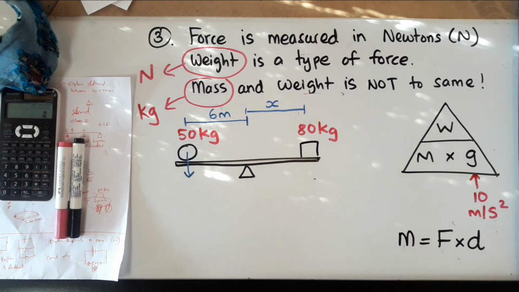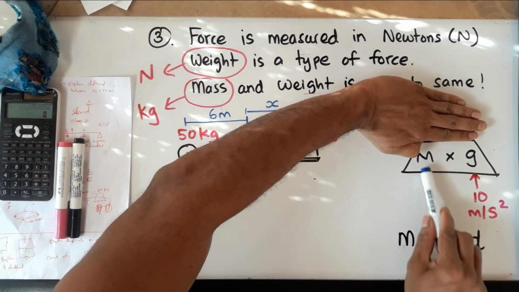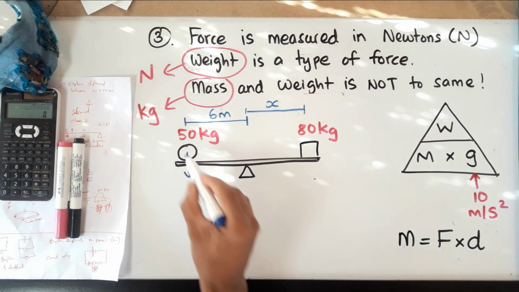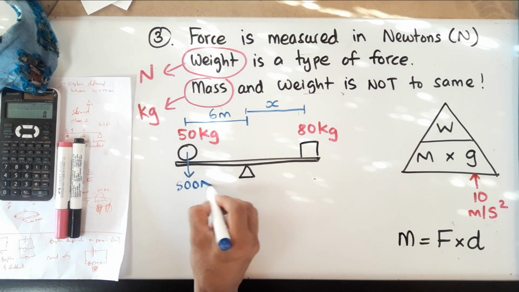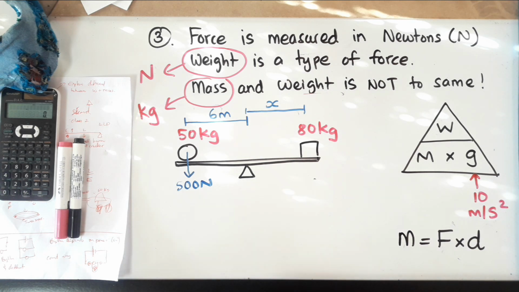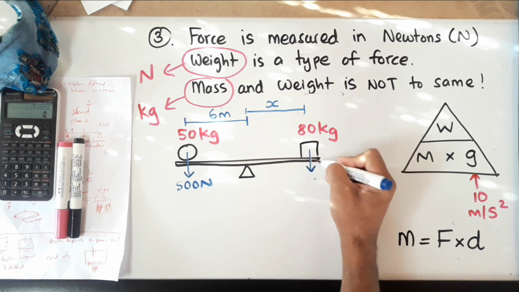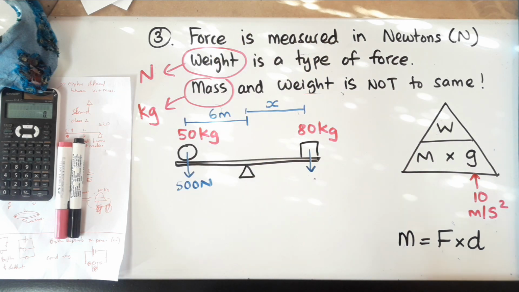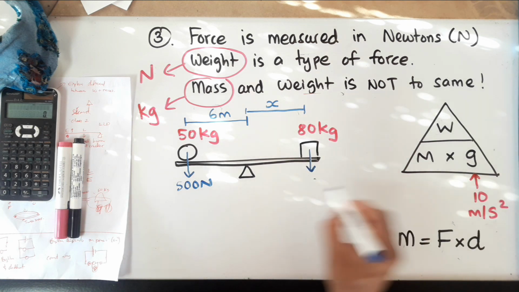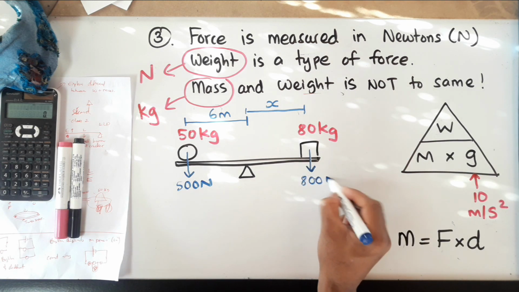So 50 kilograms. Weight is mass multiplied by gravity. So we're supposed to take the mass, which is 50, and multiply by gravity, which is 10, and it will give us 500 newtons. The weight on this side, remember, weight is a type of force. I know I keep saying it over and over, but I'm going to continue to do it to annoy you so it sticks in your head. 80 multiplied by gravity is 800 newtons.